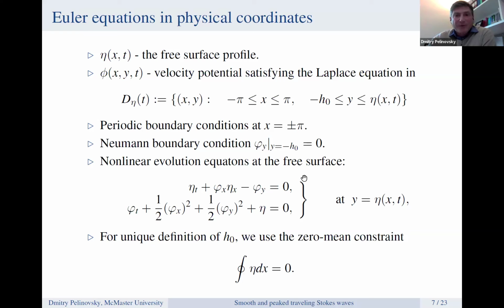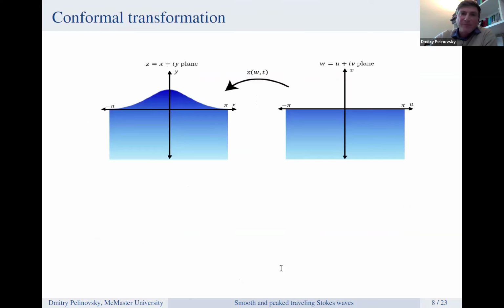And on the top, we have this kinematic and dynamic condition. One important thing here is that in order to make sense of the depth, we need to do some kind of normalization. And our normalization will be the zero mean constraint here. Now, with conformal transformation, we think about mapping the fluid domain to a rectangle.